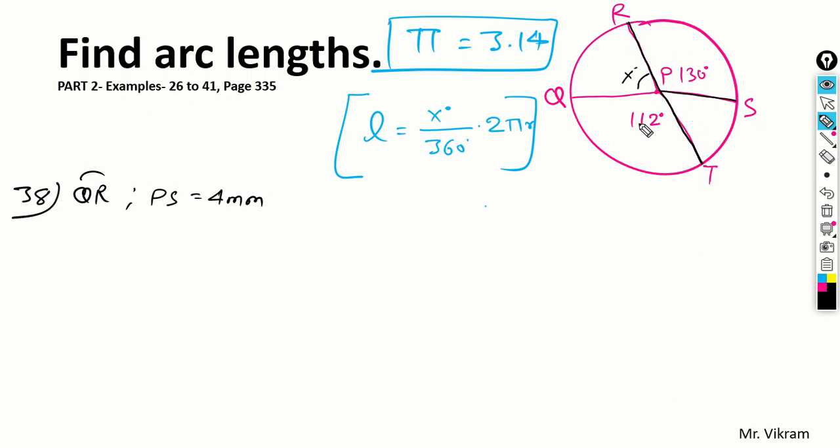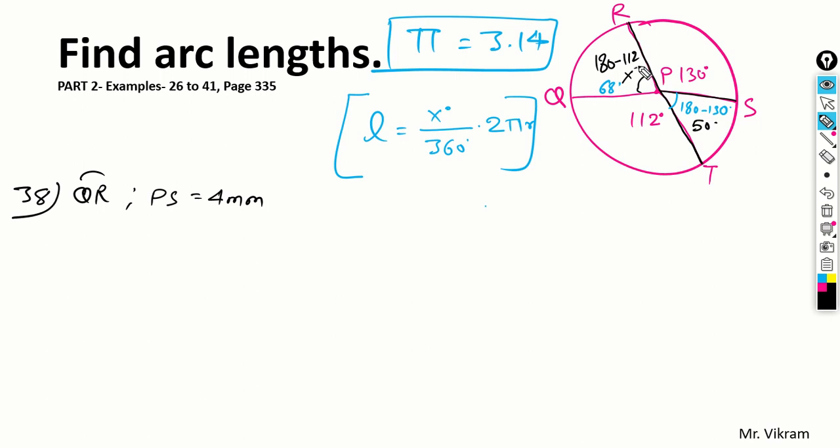Okay, now if this is diameter, this angle is 112, so this will be 180 minus 112. So you can find this angle here. So how much will be this angle? 180 minus 112 will give you 68 degrees. So I'll do this for this angle also. 180 minus 130, and this will give me 50 degrees, right? So now I know all the angles.